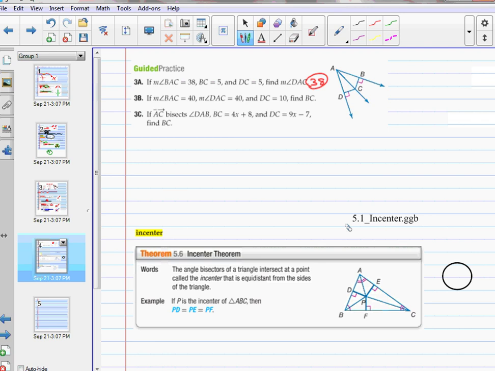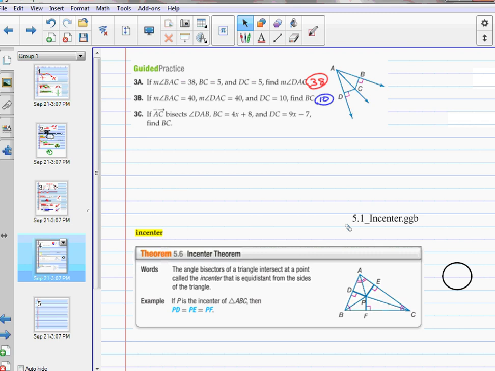If angle BAC is 40, so BAC, same angle, it's now grown to 40. And DAC is 40. What do I know this line is if those are both 40? It's an angle bisector. And so what do I know about this point if it's on the angle bisector? It's equidistant from both sides. So if DC is 10, and they want us to figure out what BC is, no problem, we know it has to be exactly the same. It must be 10. So those were using both of the theorems, the original angle bisector theorem and its converse.